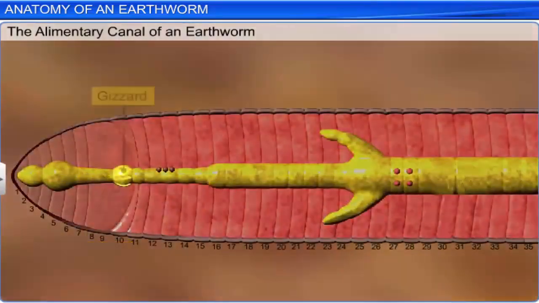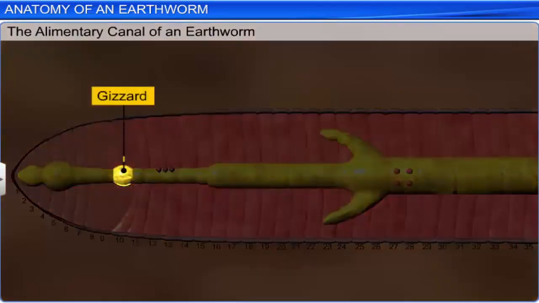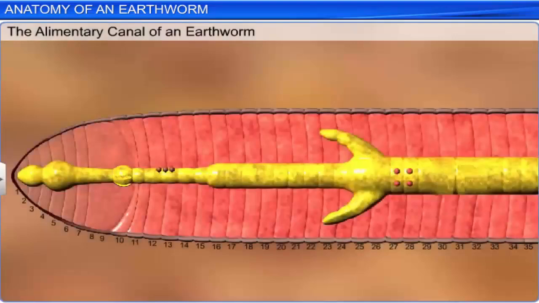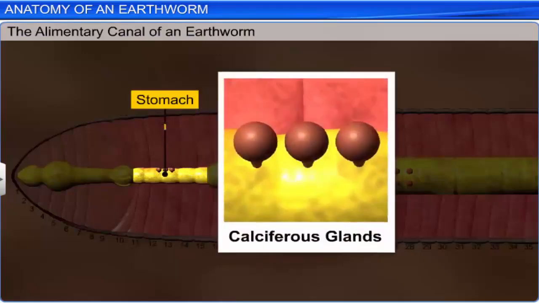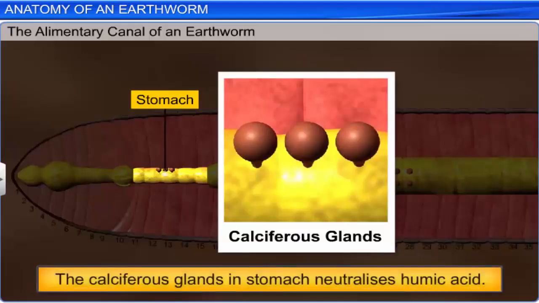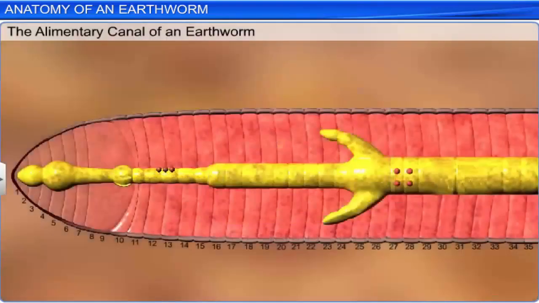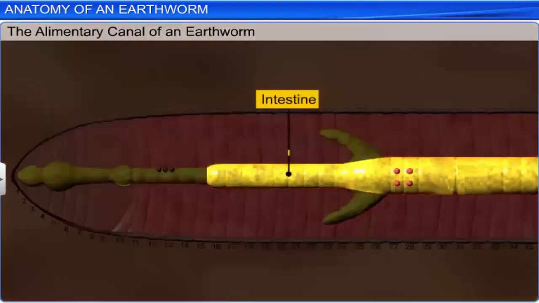The gizzard, located in the 8th and 9th segments, helps grind soil particles and organic matter. This organic matter is mixed with soil and is digested in the stomach that lies between the 9th and 14th segments. The stomach also has calciferous glands, which neutralize the humic acid present in the partially decomposed organic matter. The stomach continues into a long intestine, which starts from the 15th segment and continues till the last segment.